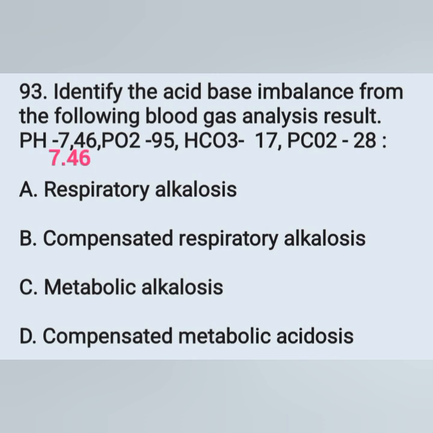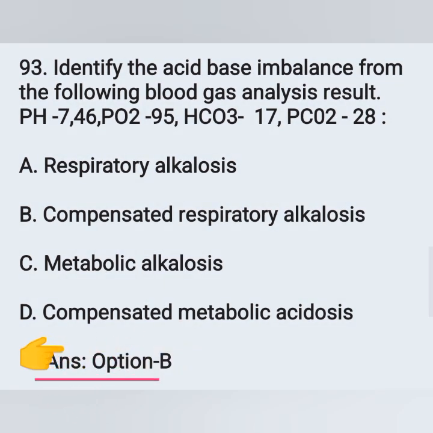Move on to the next question. Identify the acid-base imbalance from the following blood gas analysis result. pH is 7.46. Partial pressure of oxygen 95. Bicarbonate 17. Partial pressure of carbon dioxide 28. Normal pH of blood is 7.35 to 7.45. Here pH is elevated. Normal partial pressure of oxygen is 80 to 100 mm of Hg, so the value is normal. Normal bicarbonate is 22 to 27, here it is reduced. Normal partial pressure of carbon dioxide is 35 to 45 mm of Hg, that also decreased. pH is elevated and the partial pressure of carbon dioxide is decreased, that indicates respiratory alkalosis. So compensated respiratory alkalosis is the correct answer, option B.